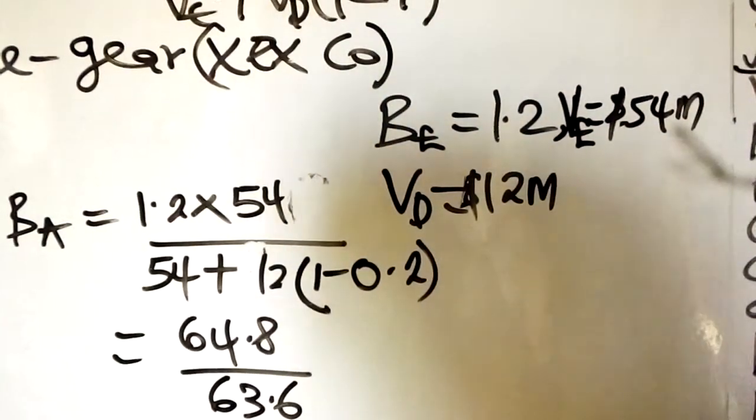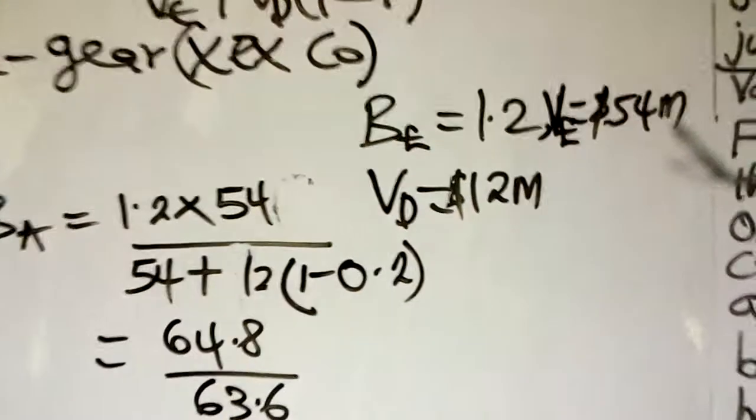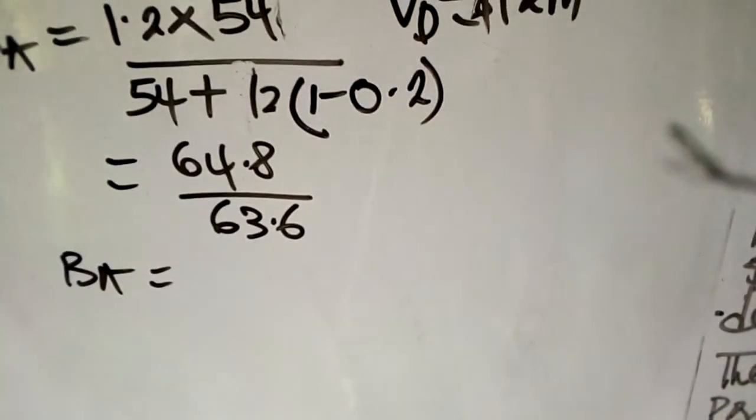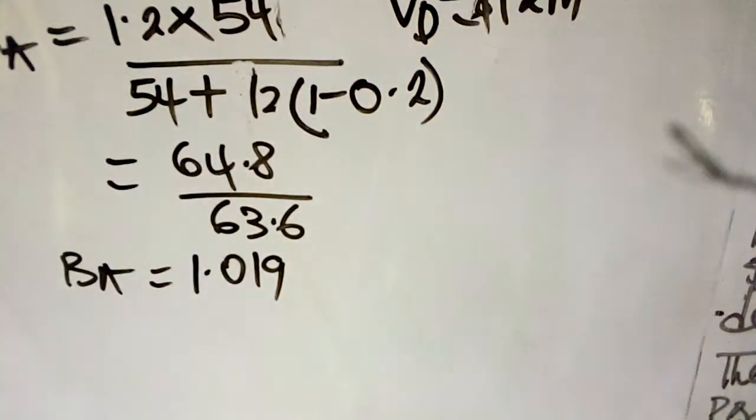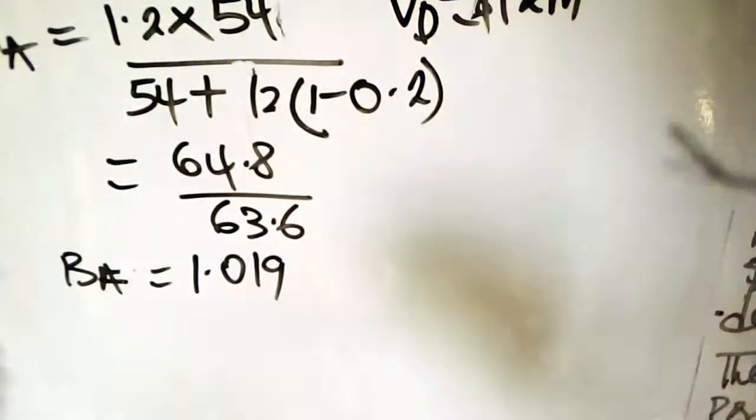So the beta of asset now will be 64.8 divided by 63.6, and that gives us 1.019 approximately. 1.019. That is the asset beta of the proxy company.